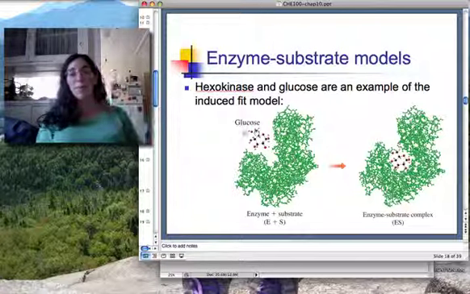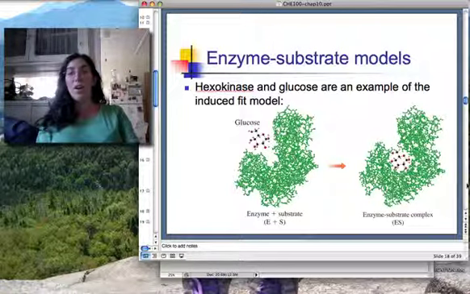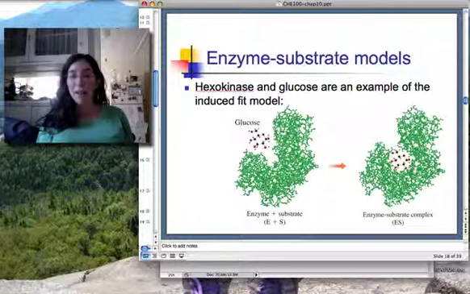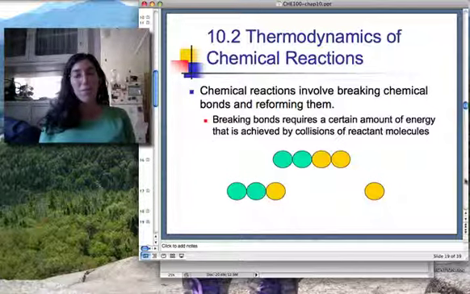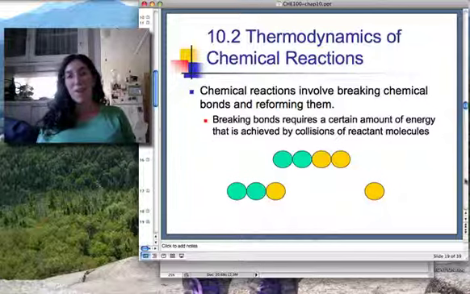Remember that glucose binds to the active site. This pocket here is the active site. And now we have an enzyme substrate complex. We're going to talk more at a later point in the chapter about how the catalysis, the speeding up of chemical reactions, actually occurs in this active site. But first we're going to digress a little bit to understand how chemical reactions get sped up. First we have to understand how chemical reactions happen at all. Okay?